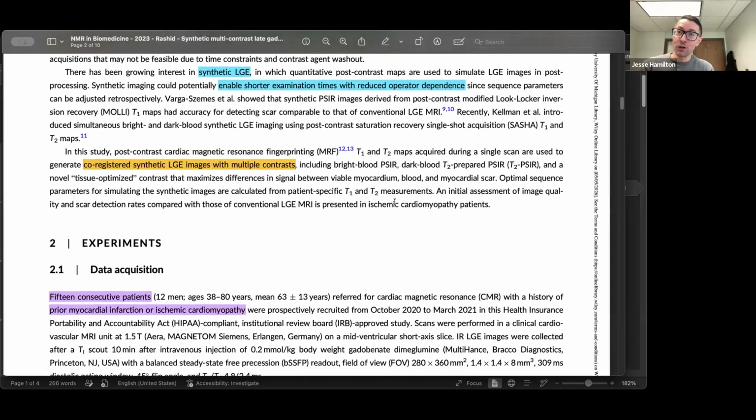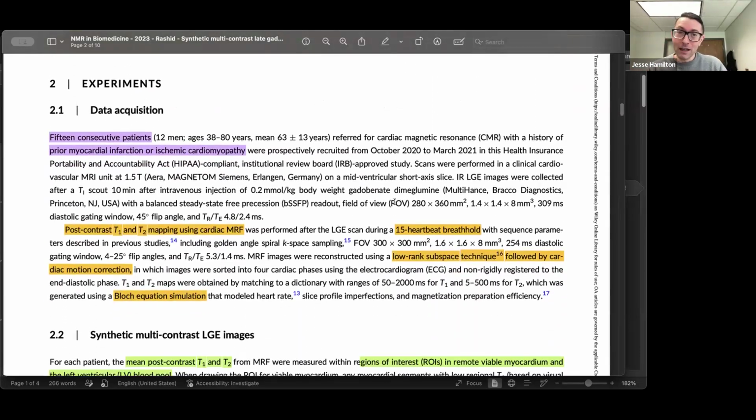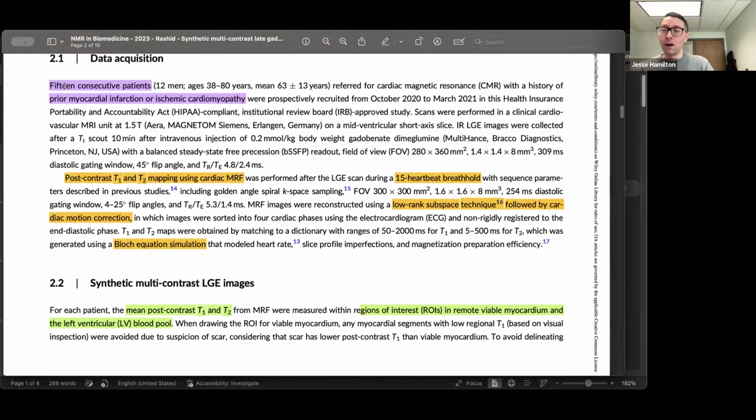So in this paper, we took our existing cardiac MR fingerprinting technique and acquired post-contrast maps, and then used those maps to generate co-registered LGE images with different bright and dark blood contrasts. Getting into the methods, in this study, we scanned 15 patients at 1.5 T, and these were all people who had either a prior myocardial infarction or ischemic cardiomyopathy.